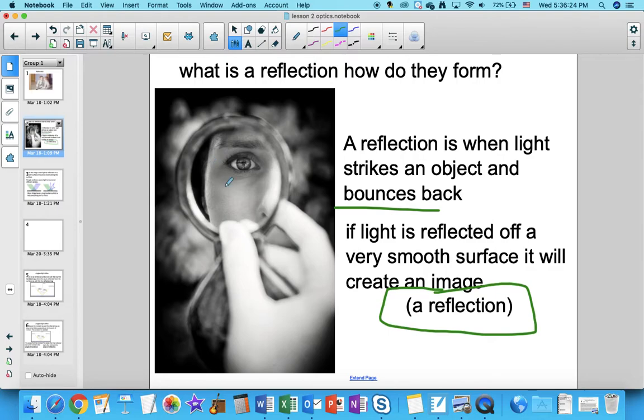So when we look at this picture, and this person's looking at their eye, light is striking the mirror and then bouncing off and entering our eye. We'll be talking about how the eye works in a future lesson. The mirror is very smooth, right? You very rarely, if ever, see a rough mirror. And so light will bounce off that mirror into your eye, and that's what creates that reflected image.